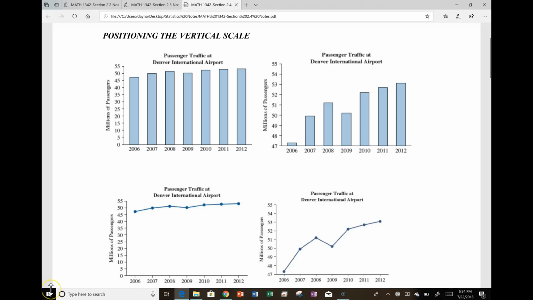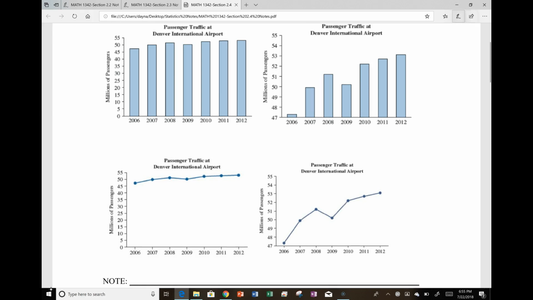In this video, what we're going to do is discuss how different types of graphs can be misleading. Recall back when we were discussing the different types of sampling and how our data can contain bias. Well, our graphs can also contain bias. The first way that graphs can contain bias is our vertical scale, right here.